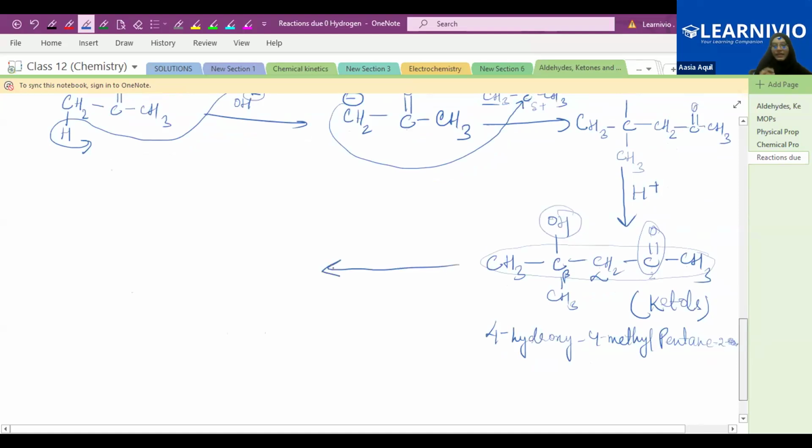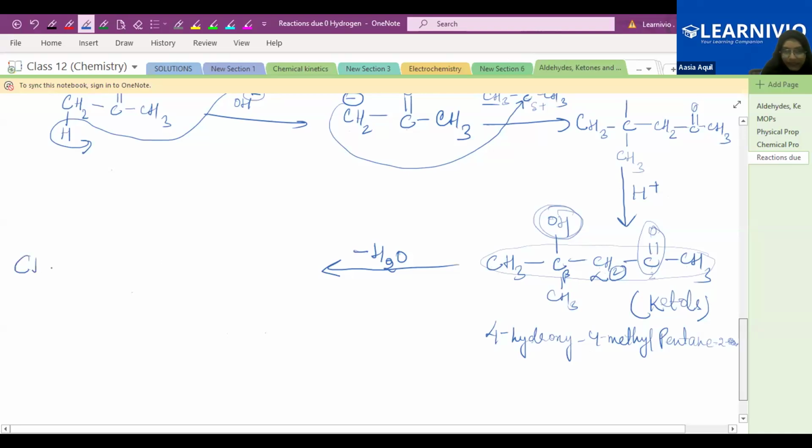Next is, as I explained, the aldols and ketones can easily undergo dehydration, right? So there will be a dehydration once the ketone is being formed. How does dehydration happen? The OH from the beta position, you have to remove OH from the beta position and one hydrogen from the alpha position. So H2O will be removed, means dehydration will occur, and there will be an unsaturation, a double bond between the alpha and beta position.